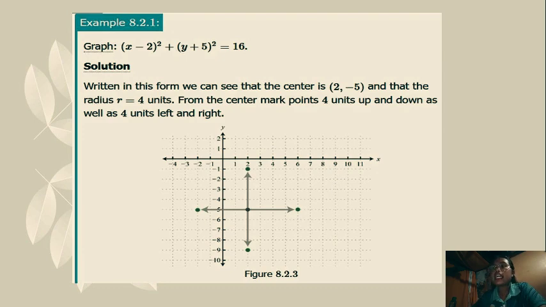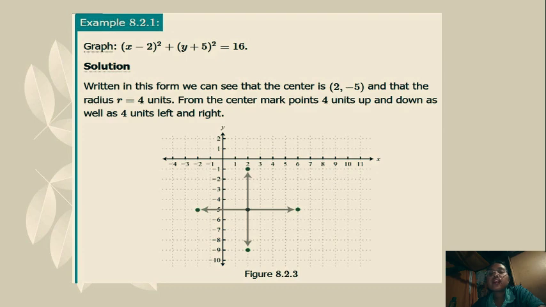Step 2 is to determine the quadrant. The center of our circle is positive 2 and negative 5. Our x-coordinate is positive 2, meaning it is to the right of the y-axis, and the y-coordinate is negative 5, meaning it is below the x-axis. Since the center is in the positive x region and negative y region, it is located in the fourth quadrant.